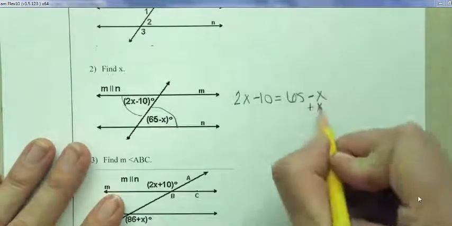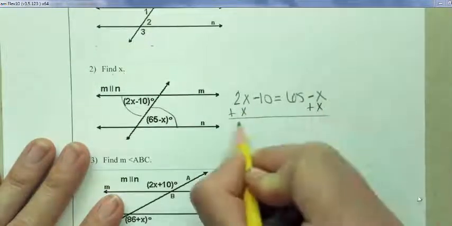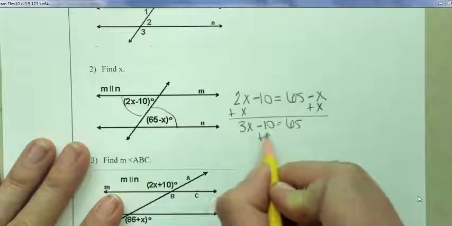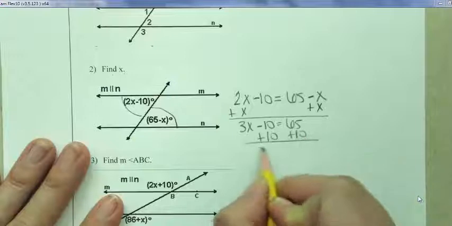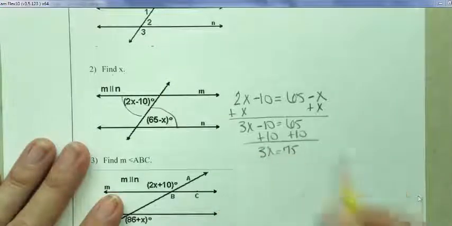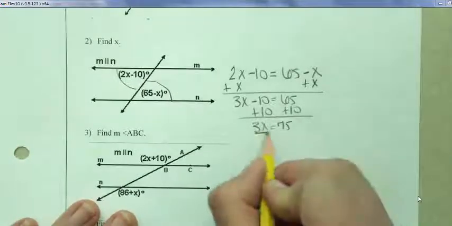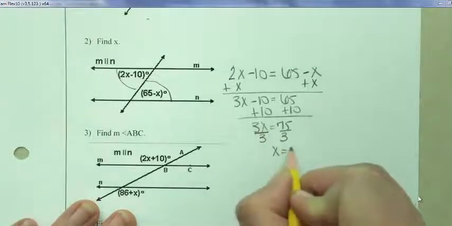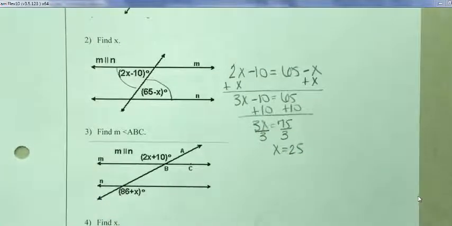So I'll add x to both sides. So I get 3x minus 10 equals 65. And then I'll add 10 to both sides. We get 3x equals 75. And we'll divide both sides by 3. So we get x equals 25. It just said to find x, so I'm done.